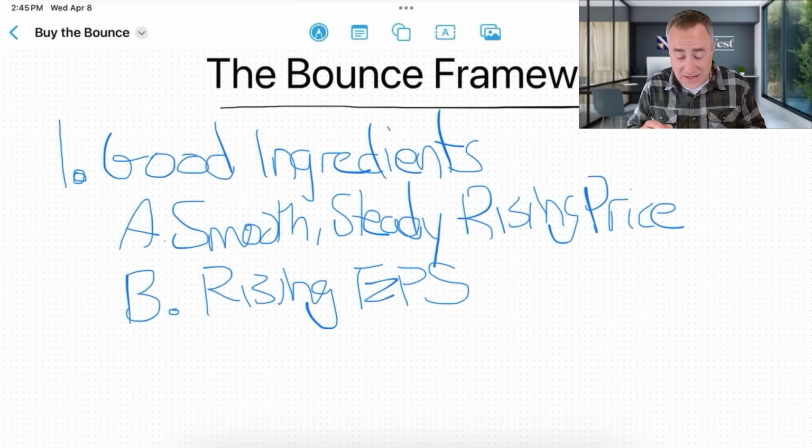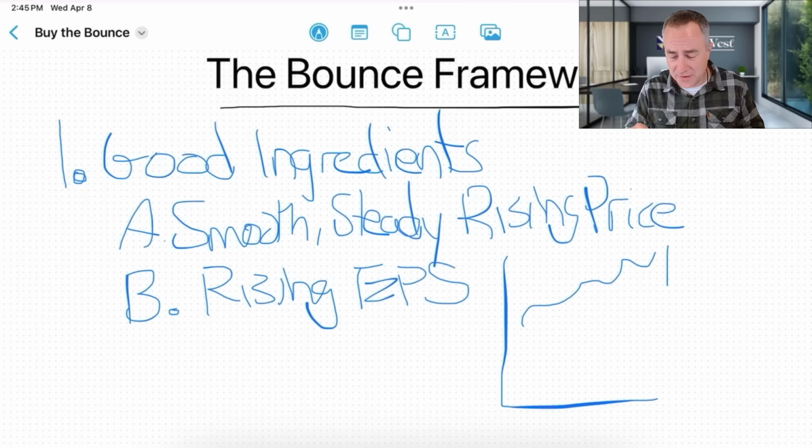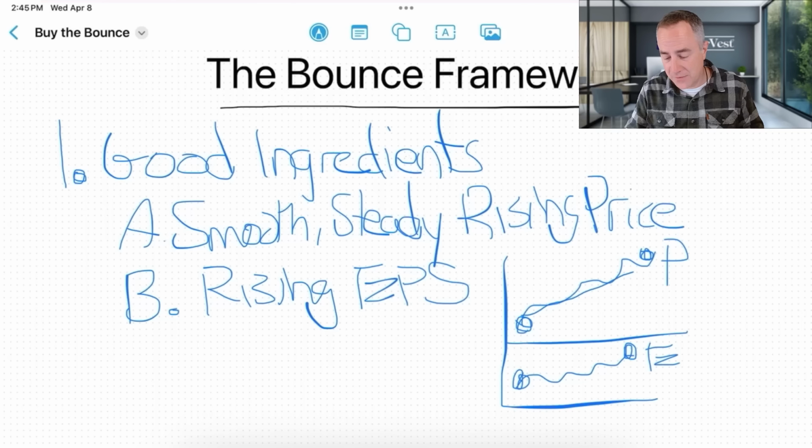So here's what it'll basically look like. You'll have a chart and you'll have the stock's price up here, and then usually on the bottom part of the chart, you'll have earnings. Both will be going from bottom left to upper right. So rising price, rising earnings, and you want it to be in as smooth a pattern as possible for price. You don't want a lot of volatility, so it's going to be bottom left to upper right in as smooth a fashion as possible. Let me show you what that actually looks like on a chart.